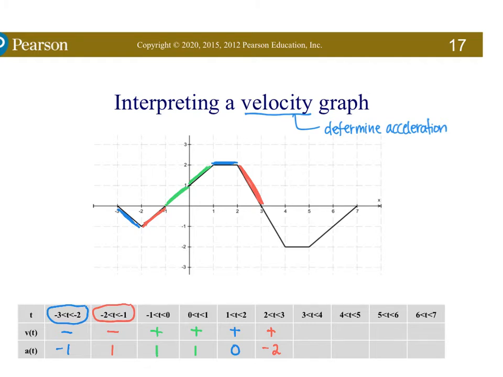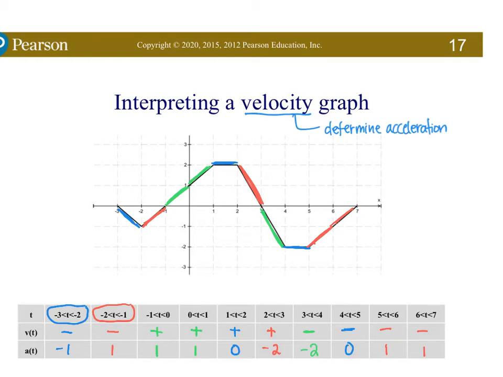Then from 3 to 4, we drop below the x-axis, and its slope continues to be -2. From 4 to 5, we're below the x-axis with a slope of 0. From 5 to 6, we are below the x-axis with a slope of 1. And from 6 to 7, we are below the x-axis with a slope of 1.